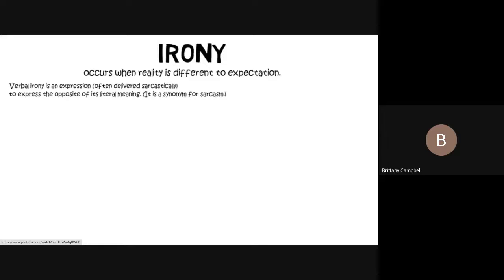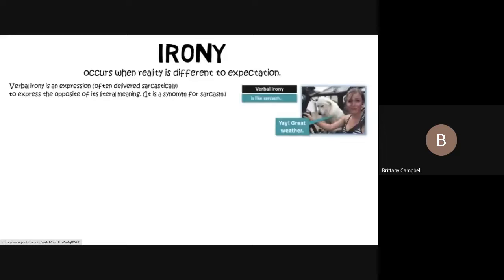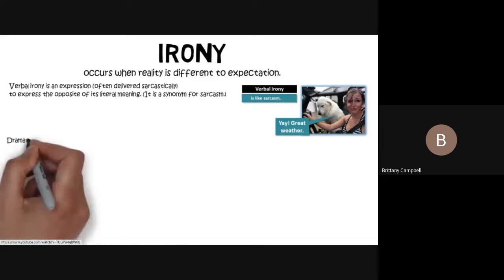Verbal irony is like sarcasm. You can see the girl in the picture saying, "Yay, great weather." So the expectation of those words is that it's sunny and it's shiny and it's great weather. But actually the reality is different. She's being sarcastic. So verbal irony is a synonym for sarcasm.